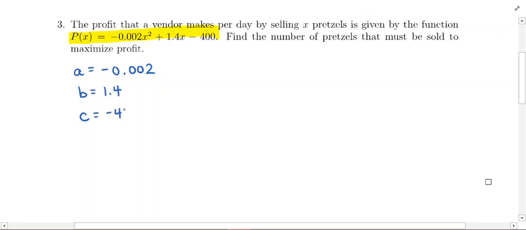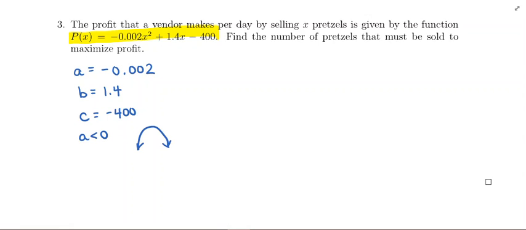It is negative 400. The a value is negative here, so this is going to be a downward opening parabola, which is good because when you read the question, we need to be finding a maximum. So we're going to be after the vertex here. Let's go ahead and take a look at the variables.